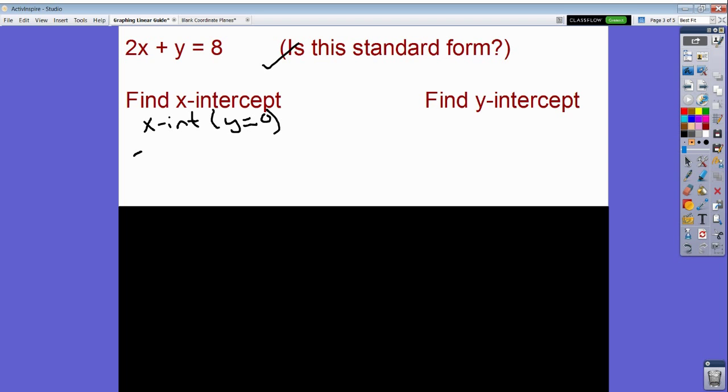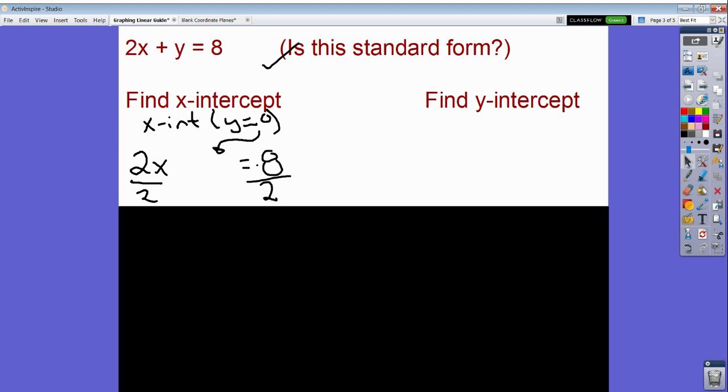So I'm going to write the equation. We have 2x plus y is equal to 8. Now if I plug in 0 for y, we know 0 represents nothing, so it's like that number's not even there. So I'm going to erase it because it's not there. Bam. So essentially all we have is 2x is equal to 8. So all I have to do is divide both sides by 2.